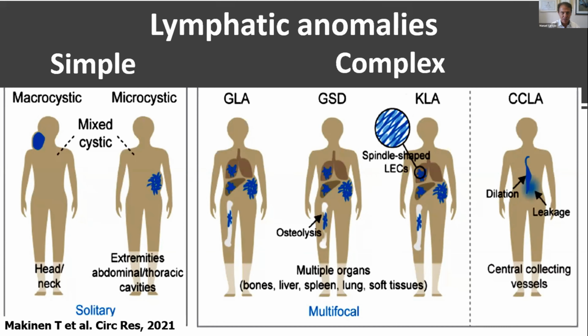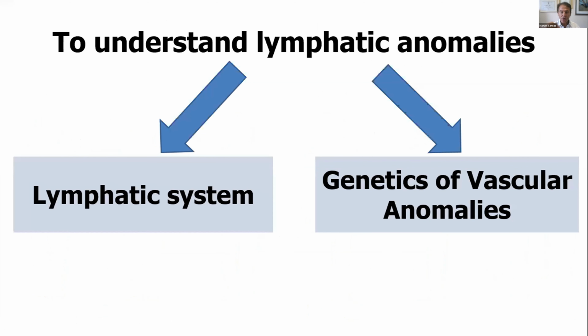But to do so, we have to think about lymphatic anomalies in general. And these can be divided into simple or solitary lymphatic anomalies, and these complex, and for the most part, multifocal lymphatic anomalies. I'm going to talk about each of these, so I'm not going to dwell on this slide right now. But I think in order to talk about lymphatic anomalies, we have to all be able to better understand the lymphatic system, and also a little bit about the genetics of vascular anomalies to really understand lymphatic anomalies and complex lymphatic anomalies.